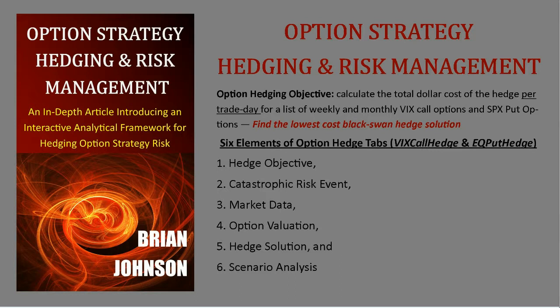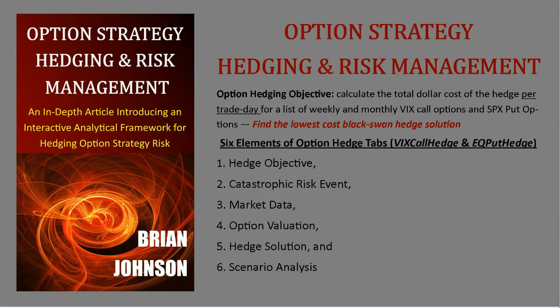Number 2, we would also need to define the catastrophic risk event. In the case of using VIX call options, we'll need to define the magnitude of the VIX index increase in response to that catastrophic risk event. In the case of SPX put options, we would need to define the percentage decline in the SPX index, also in response to that hypothetical catastrophic risk event.